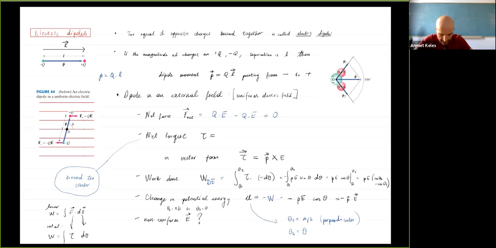Of course, if the electric field is not uniform, that means the electric field here may be different from here, then there may be a net force on the dipole. So we have to be careful about this. Once I have 0 net force, I know translational motion is frozen. There is no translational motion. How about rotational motion, right? For the rotational motion, I have to find the torque.